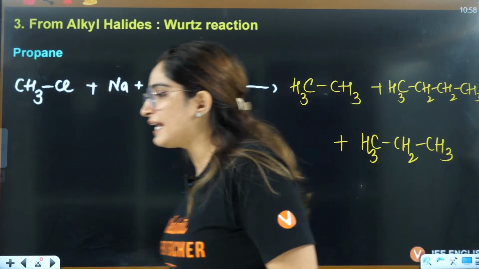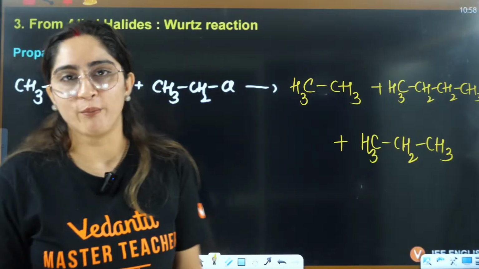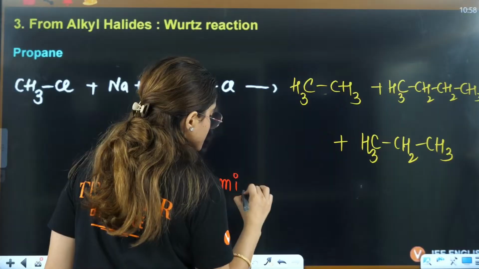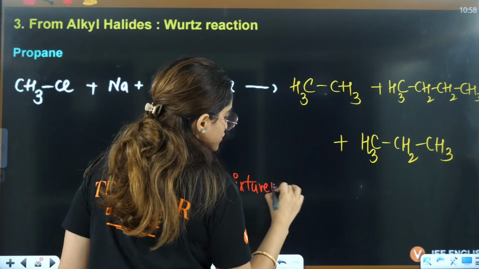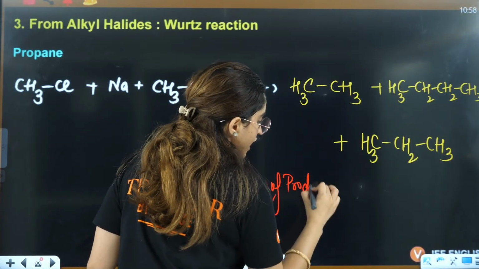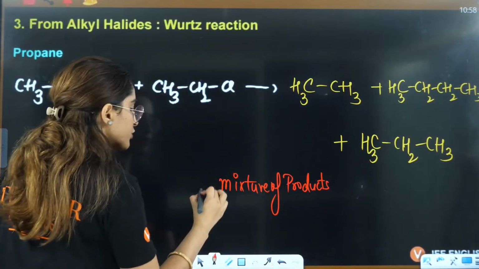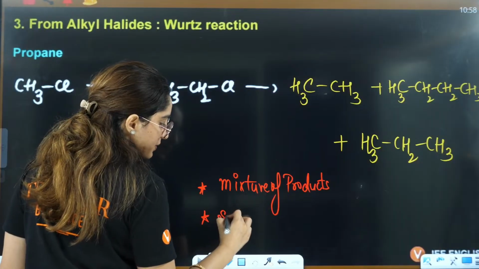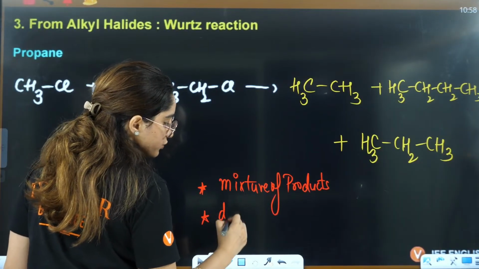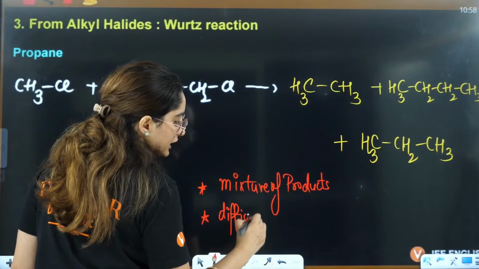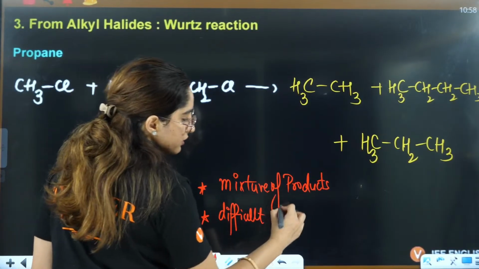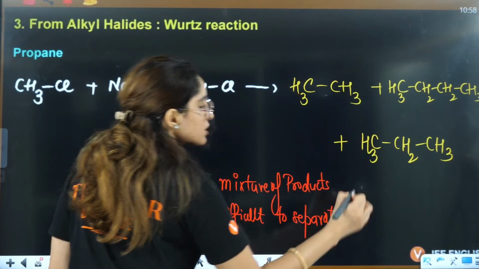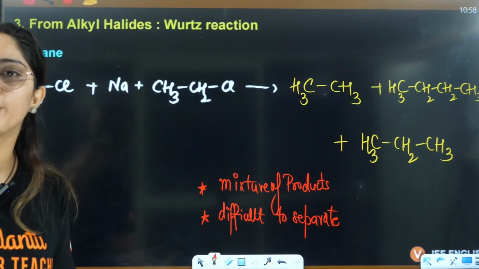So it's not like odd number cannot be formed. But what exactly happens here? A mixture of products is formed. And because of this mixture of products, it is very difficult to separate. So we cannot find individually a pure propane here. So that is the reason this method is not used in the formation of odd number of alkanes, right?